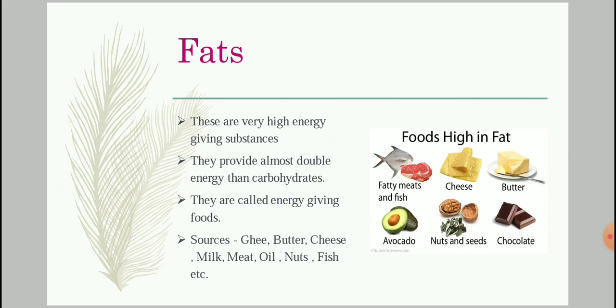But carbohydrate is also needed by our body. All types of components are required by our body, and fats are also called energy giving food, hence they give energy. The sources of fats are ghee, butter, cheese, milk, meat, oil, nuts, fish, and so on. We can take this kind of food if we need to have fat. And I would also like to mention that if we get much more fat than is required, then our body will suffer from obesity. A large consumption of fats can turn into obesity.